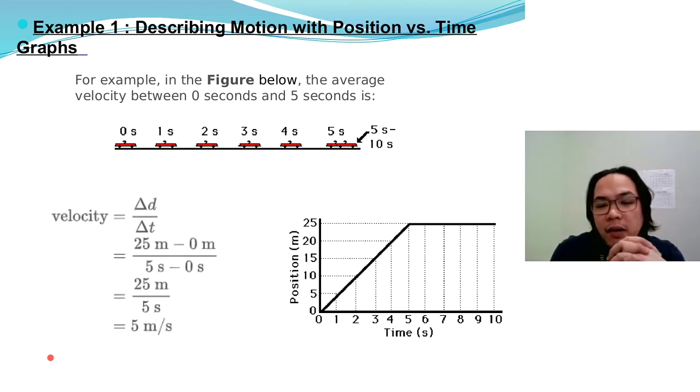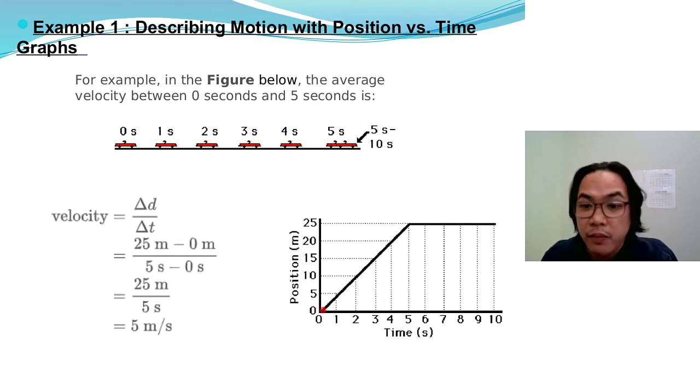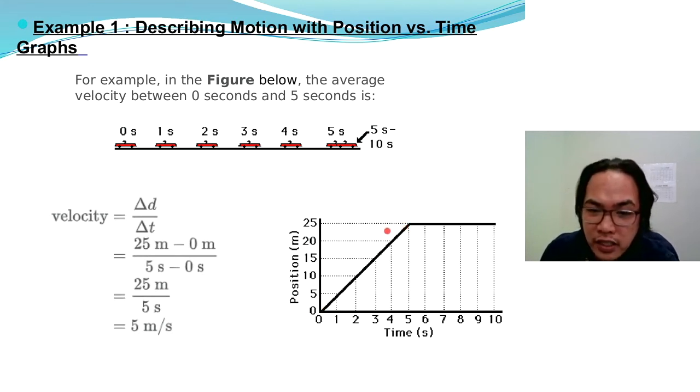Okay, for example, in the figure below, the average velocity between 0 seconds and 5 seconds is... so this is your 0 seconds. That's why it is important for you to know how to get the information in the graph. So this is your 0 seconds and this is your 5 seconds. So you need to get the information here, such as what? You need to get the x, or the time. So your time is 5 seconds and 0 seconds.